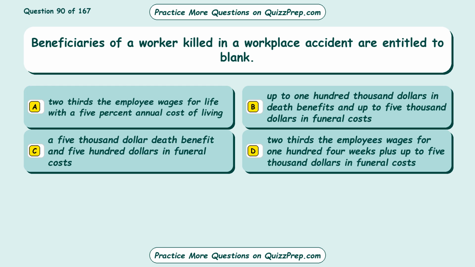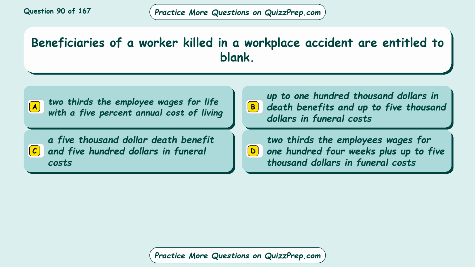Question 90. Beneficiaries of a worker killed in a workplace accident are entitled to blank. Option A, 2/3 the employee wages for life with a 5% annual cost of living. Option B, up to $100,000 in death benefits and up to $5,000 in funeral costs.